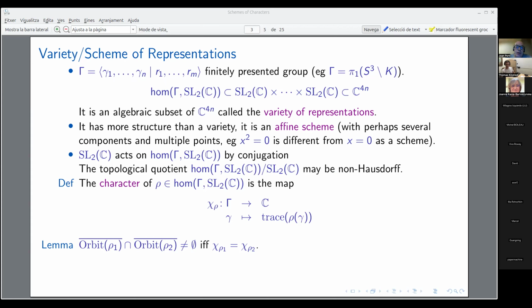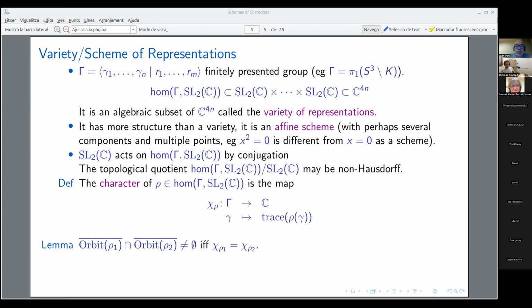But we don't talk about varieties of representations, we talk about characters. Why characters? Because we want to take the quotient by conjugation. So when we have conjugate representations, we assume that they are equivalent. We want to look at this quotient, and it's well known that this quotient is not Hausdorff, or may not be Hausdorff, because that's not a compact group. So what do people do? People look at characters. The character of a representation is just a map from the discrete group gamma to C, and to each element gamma, I map the trace of rho of gamma. So that's the character of the representation rho.